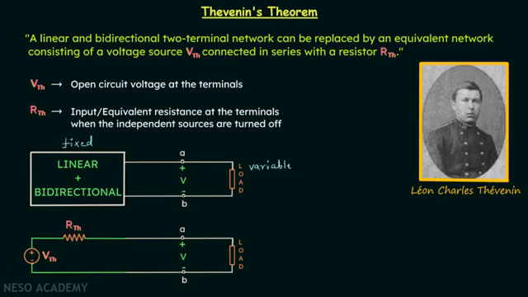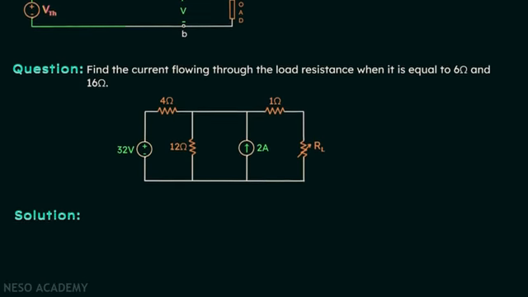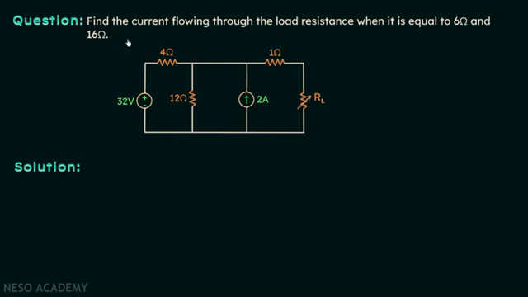Now the only problem is we don't know how to find out VTH and how to find out RTH. For this, I have taken one example in which we are required to find out the current flowing through this load resistor, which is variable in nature, when it is equal to 6 ohms and when it is equal to 16 ohms. I want you to analyze the given circuit for some time, and then we will move on to the solution. I hope you are done.